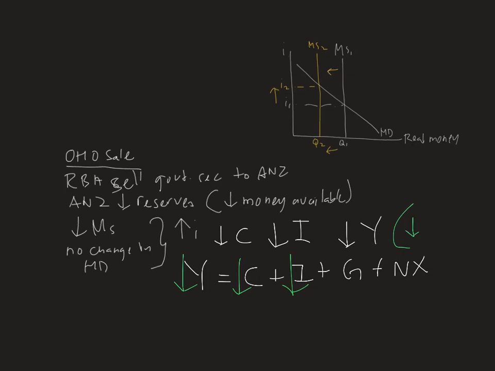Remember, this is falling GDP. Less economic activity going on means you don't need as much money in the economy as before because fewer purchases are taking place, and you end up at Q2. Okay, I'll leave it at that.